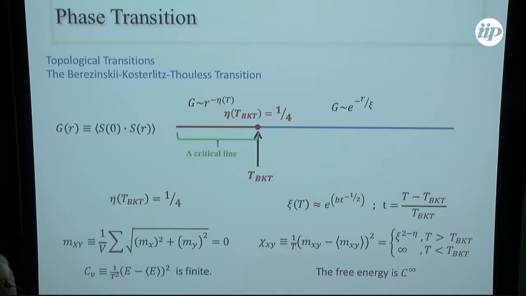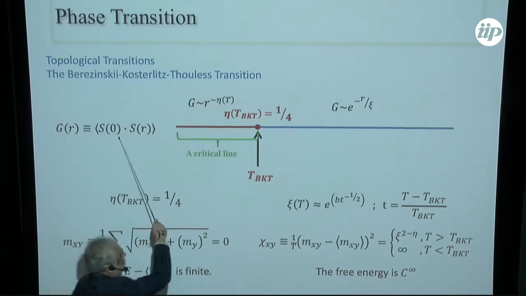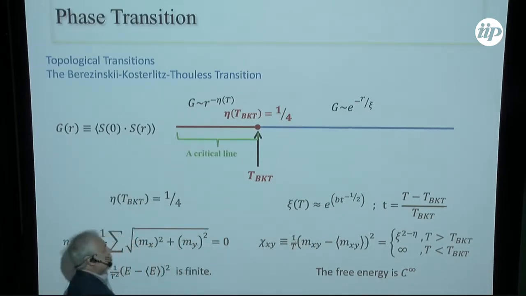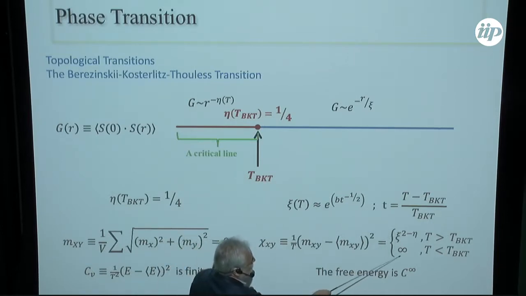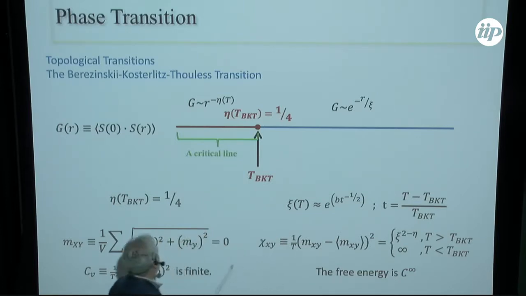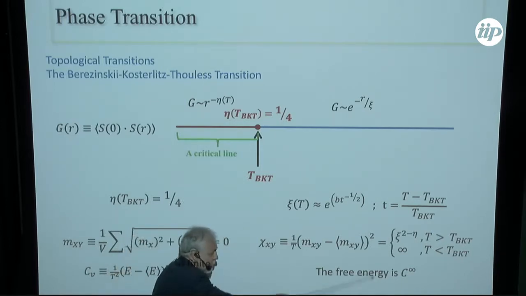This line is a critical line in the sense that this happens here. And there are some important things, like another parameter, the magnetization, is zero all over this entire region of temperature. The susceptibility is infinite from here down there. And what else is important here? The free energy. Free energy is not analytical in this region, but is C infinity, meaning that it has all the derivatives, but it's not analytical.